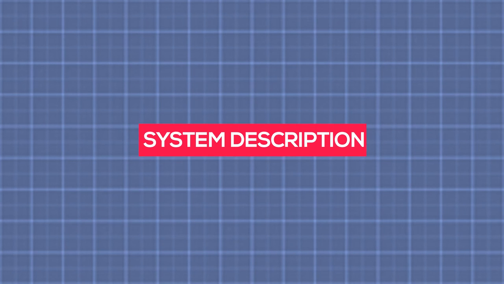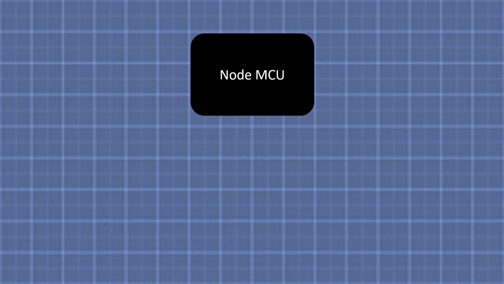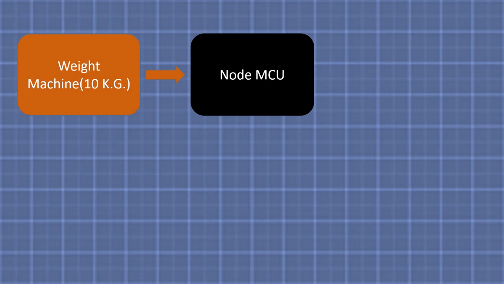As the brain of the whole system, I will use a NodeMCU board. And I use a weight machine for measuring the weight of the garbage. Now let's see how the weight machine works.